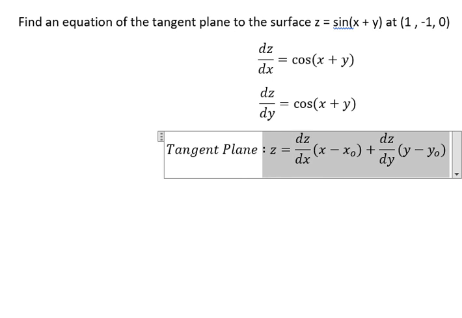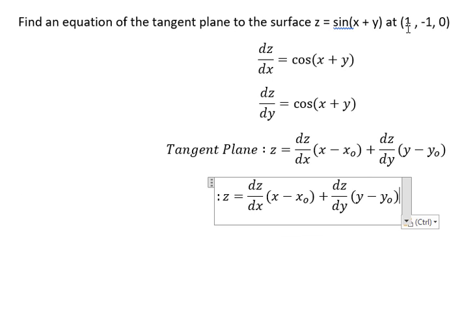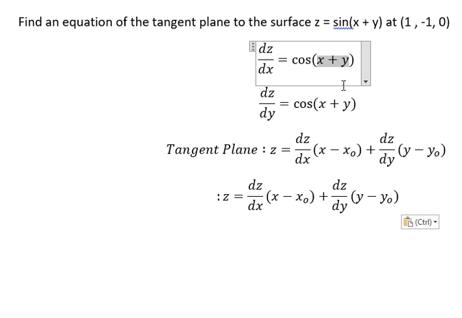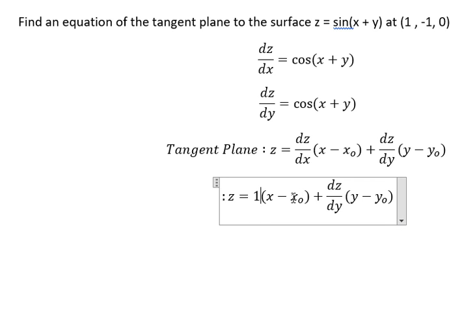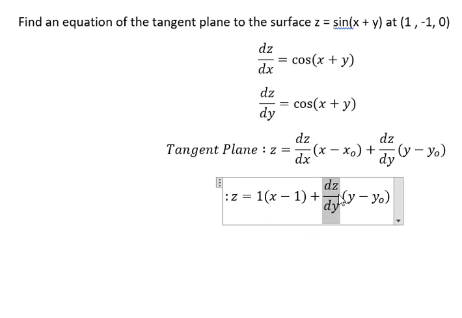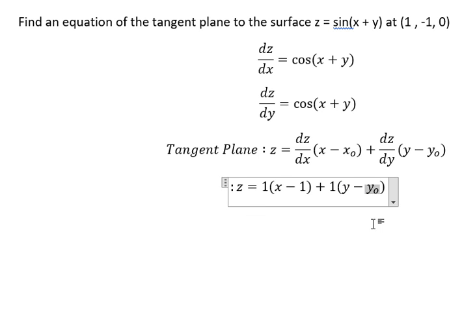So we put number 1, negative number 1 here. So we have cosine of 1 minus 1. That gives number 1 for this one in here. So that's the value of the point. We have number 1. This one we do the same, we have number 1. This one we have negative number 1.